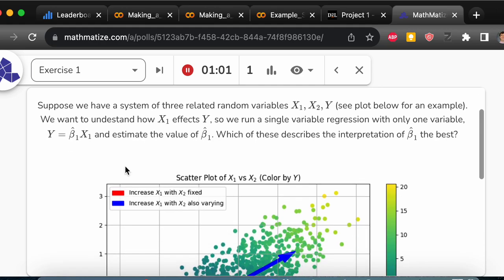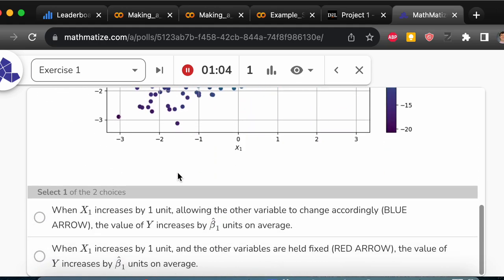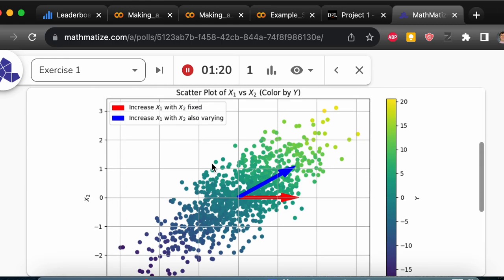There are two options that correspond to the two arrows on the screen. When x1 increases by 1 unit, allowing the other variables to change accordingly, that's the blue arrow, then the value of y increases by beta 1 hat units on average. So beta 1 hat means if you start here and you go there, then the y value has increased by beta 1 hat units. That's the blue arrow option: increase x1 while also allowing x2 to vary. Because they're correlated, when you increase x1, x2 tends to increase on average. We're letting them both increase and seeing how y changes.